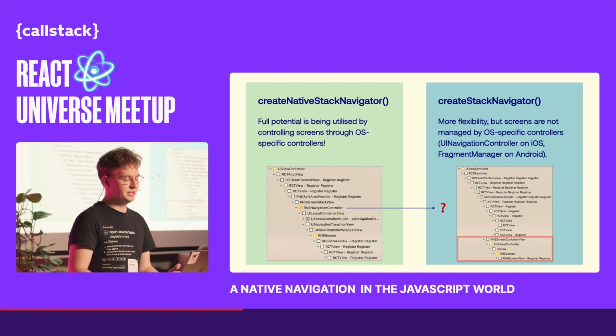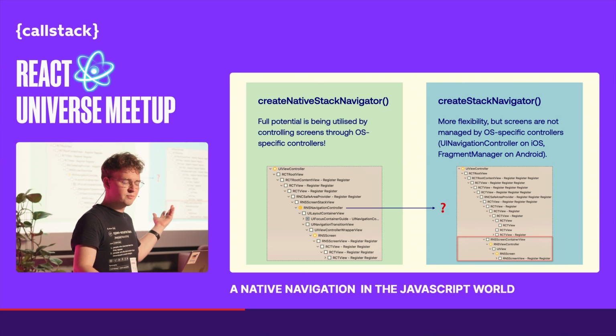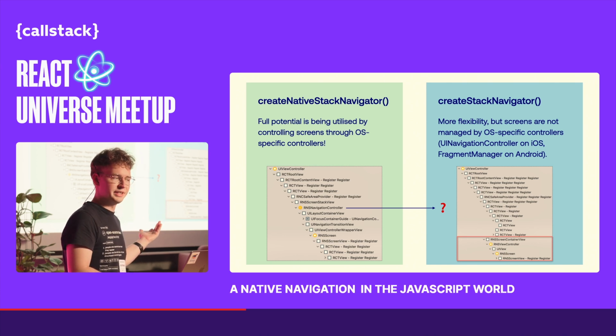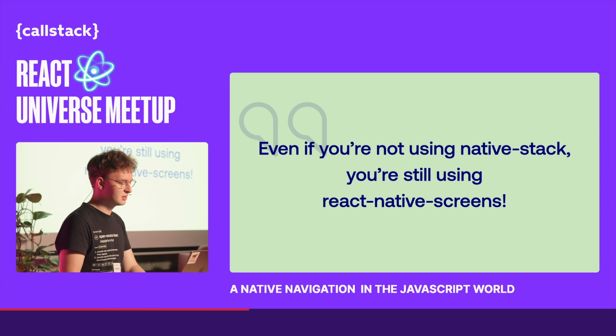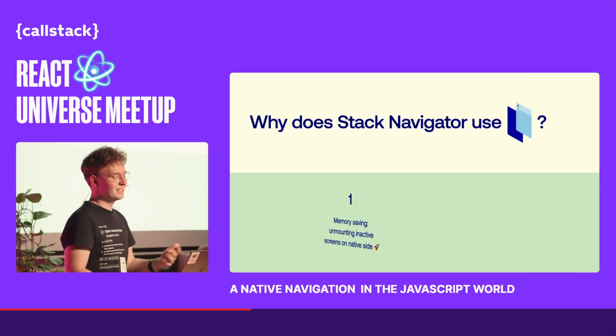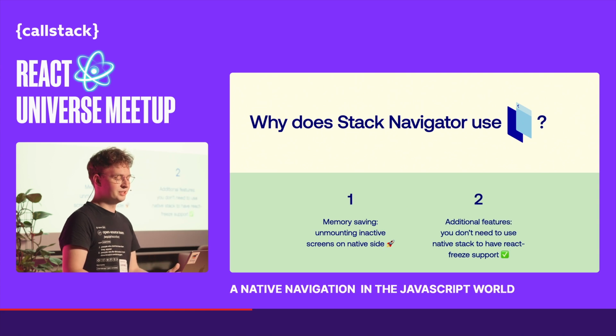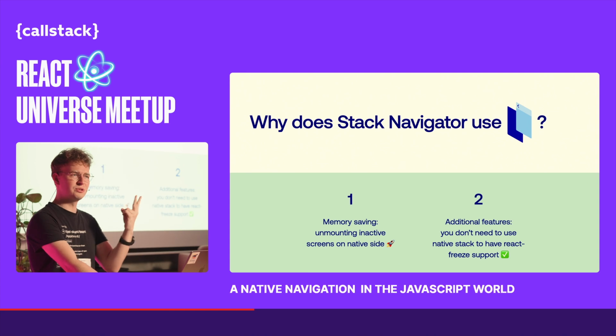Well, we can see in the screen from the Stack Navigator that there's an RNS screen component here, and it's not by mistake. That's because even if you are not using native stack, you're still using React Native screens. Why? That's a good question. Why does the Stack Navigator use React Native screens even if we don't want to have native stack? There are two main reasons.